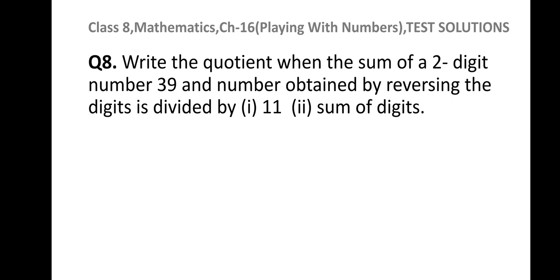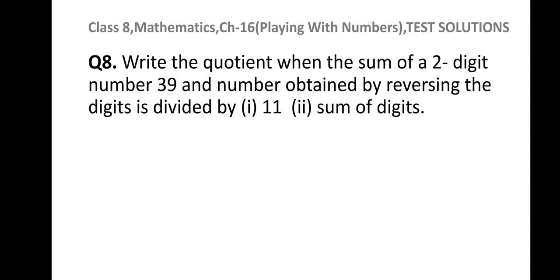Coming to question number 8. Write the quotient when the sum of a two-digit number 39 and the number obtained by reversing the digits is divided by 11 and by the sum of the digits. Dear children, if somehow you are not able to remember the concept which we have studied in this chapter, then if you follow the statement given in the question, you will be able to get the solution.